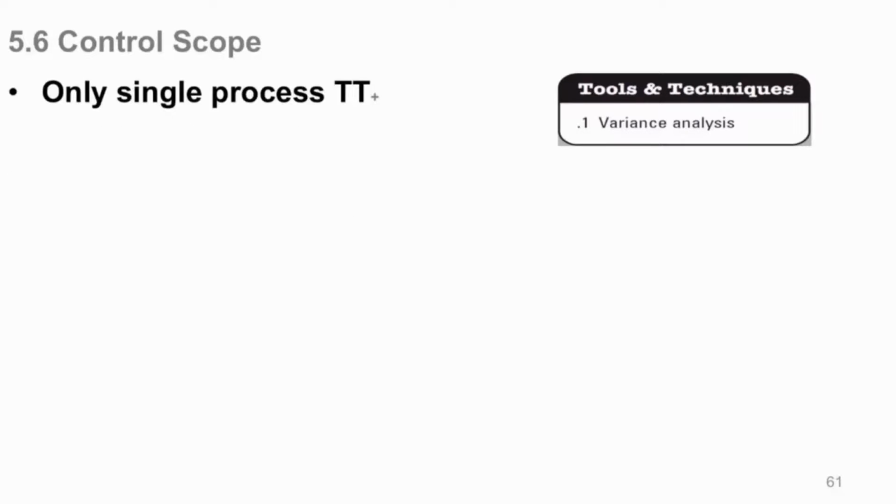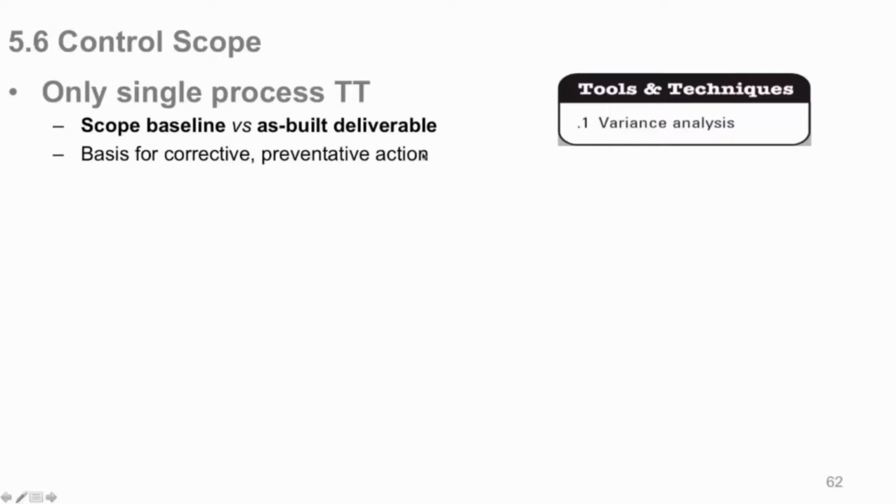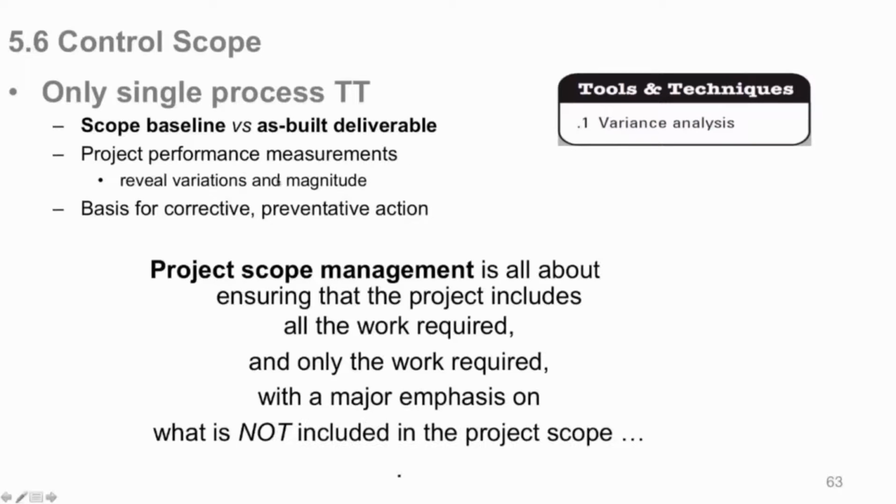Again, here we go, only one process in controlling scope, variance analysis. And why? Have we gone out of bounds from the scope baseline, basically? So it's the scope baseline versus the as-built deliverable that was built properly, but is it really what the client wanted? So that's the basis. Variance, if it varies, is the basis for corrective or preventative action.